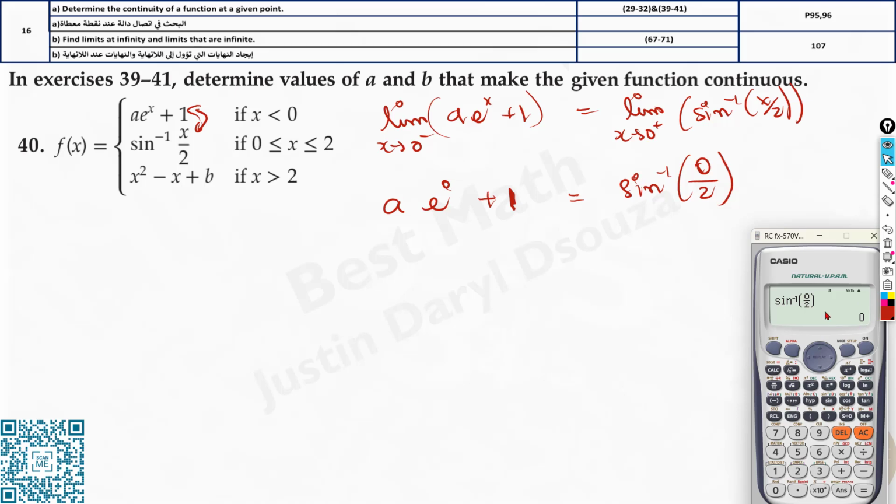Now I feel so silly. I don't know. It just vanished from my mind, I guess, a while ago. Sine inverse is over here 0. Then over here, what happens? e to the power 0 is 1, so a remains plus 1. Now this a to the other side becomes a equals minus 1. So the first answer is a is minus 1.